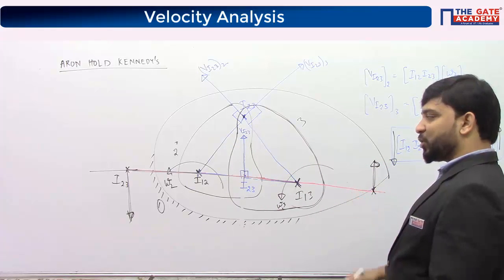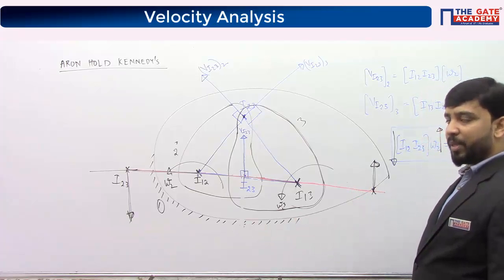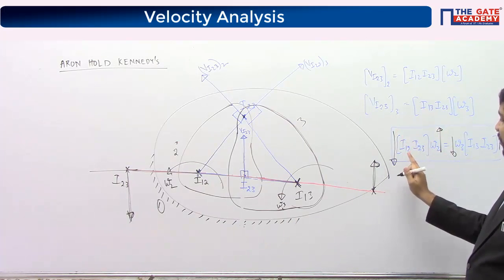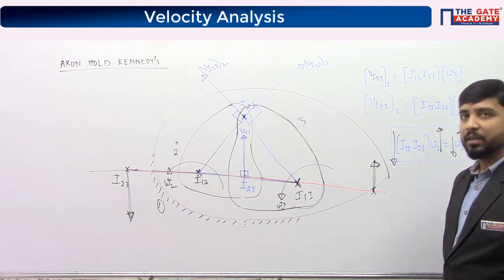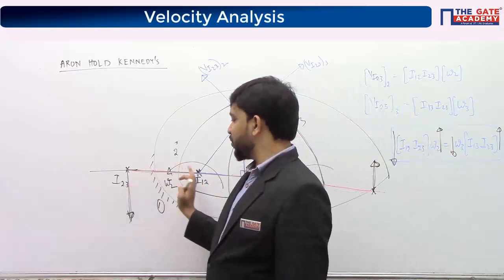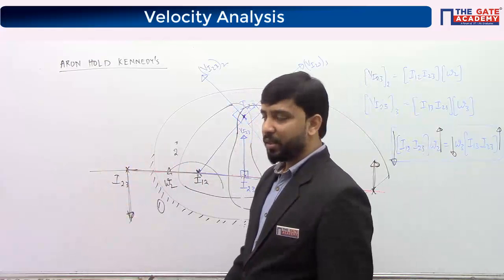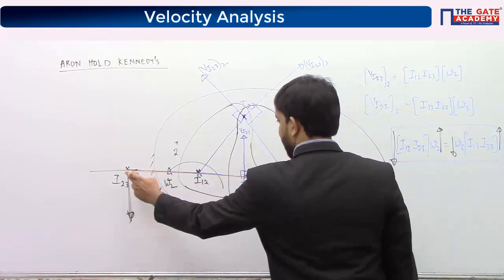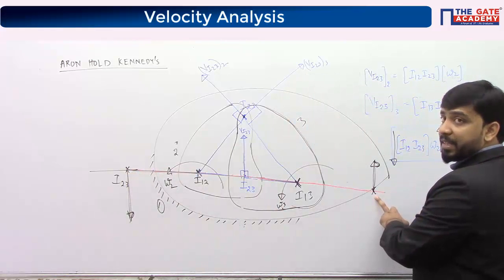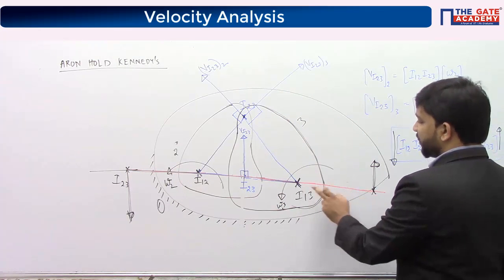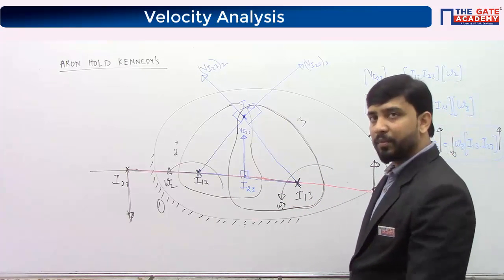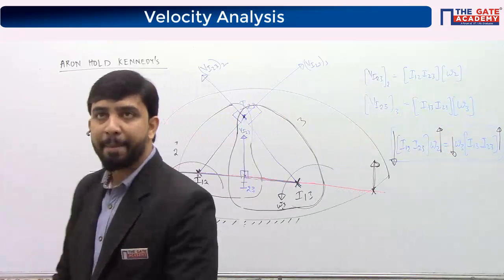But whether it lies to the left or right depends upon the omegas, okay? If omega 2 is more, then the distance between I12 and I23 should be less, so it lies on the left side. If it lies on the left side, the distance between these two will be less, and the distance between these two will be more. If it lies on the right, it means that the distance between these 2 points is less, so I can say omega 3 is more. So it depends.